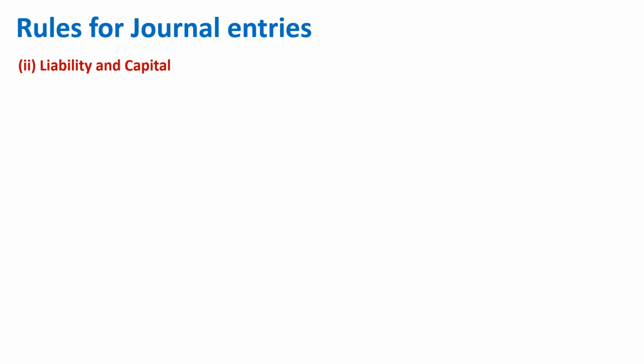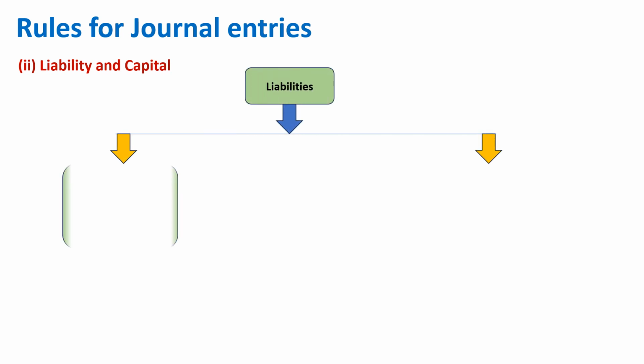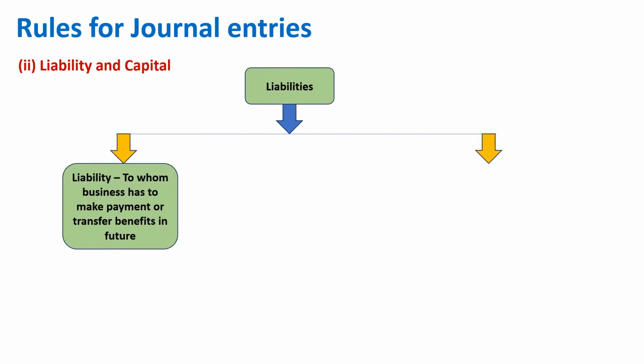Let's understand the meaning of liability and capital. Under liabilities you have two parts: one is liability and one is capital. I'll talk about liability first. What is liability? To whom the business has to make payment or transfer benefit in future. What was asset? From whom the business has to receive money. Now the reverse case: in case of liability, to whom the business has to make payment or transfer benefit in future.